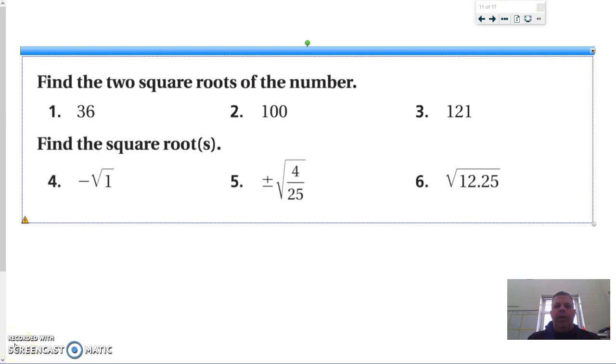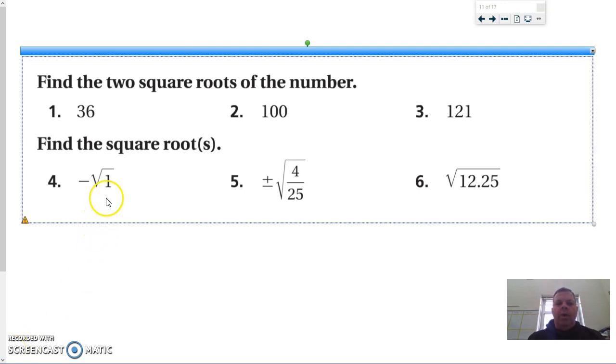Hopefully for number 1, you were able to get plus and minus 6. For number 2, you were able to get plus and minus 10. And for number 3, you were able to get plus and minus 11. Now see if you can come up with the square root or roots for number 4, 5, and 6. Please pause the video while students spend a minute trying to get number 4, 5, and 6.